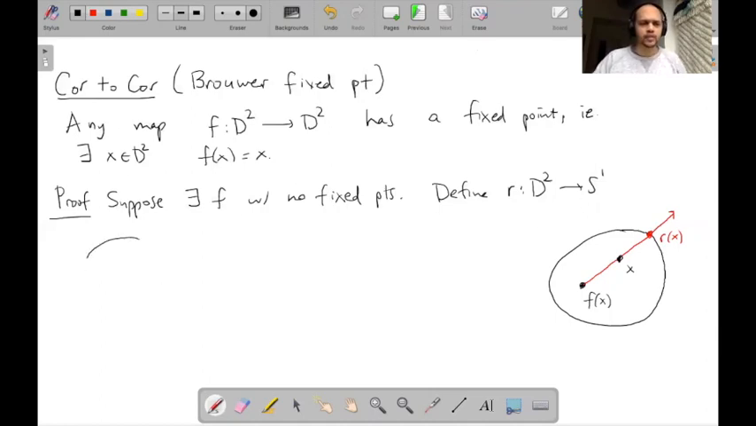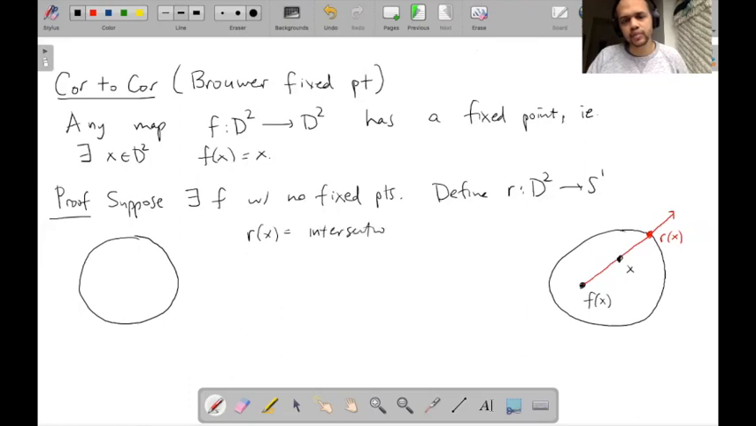We claim that R is a retract. Let me write: R of x is the intersection with S1 of the ray from f of x to x.